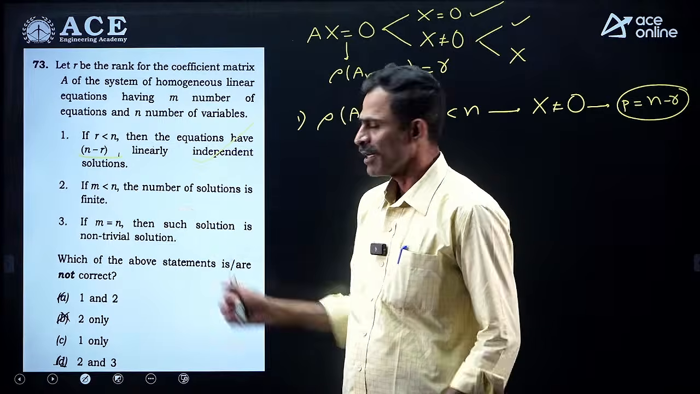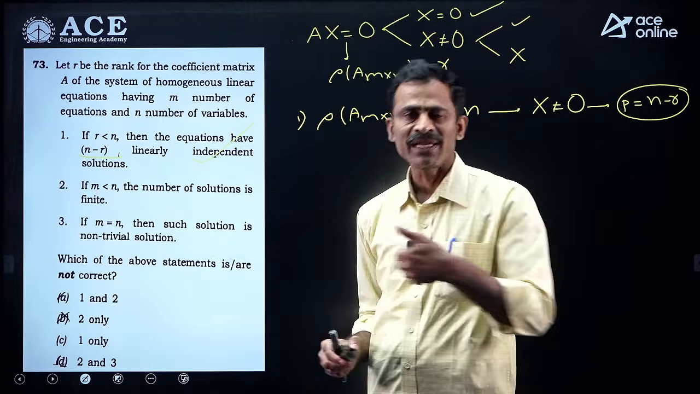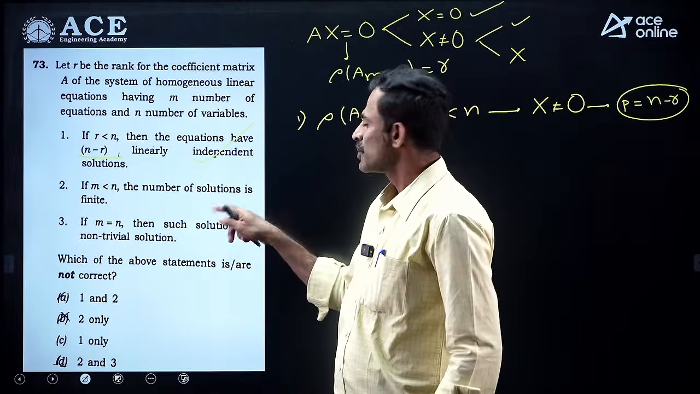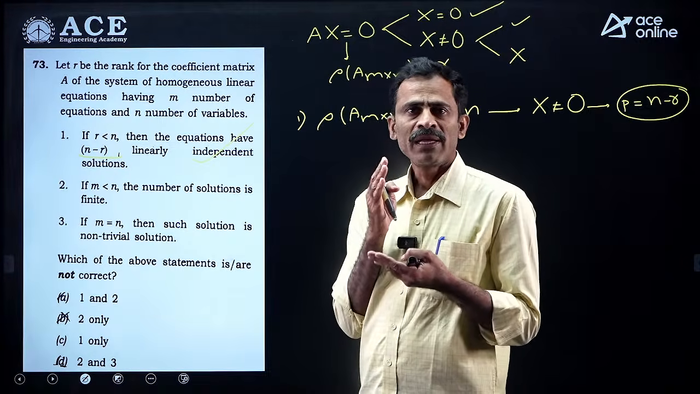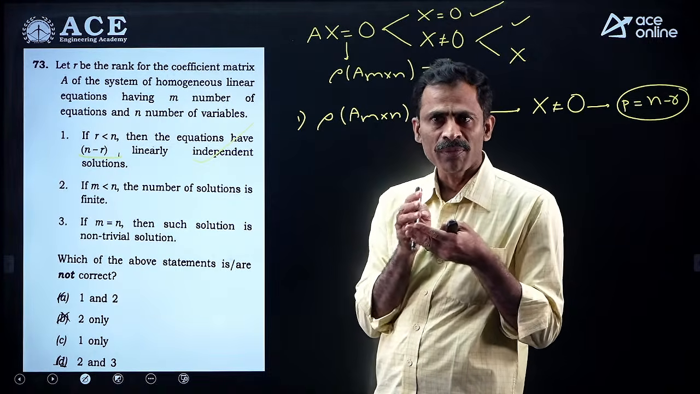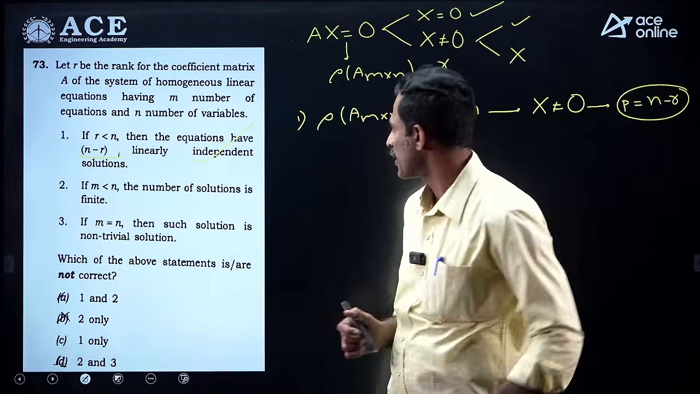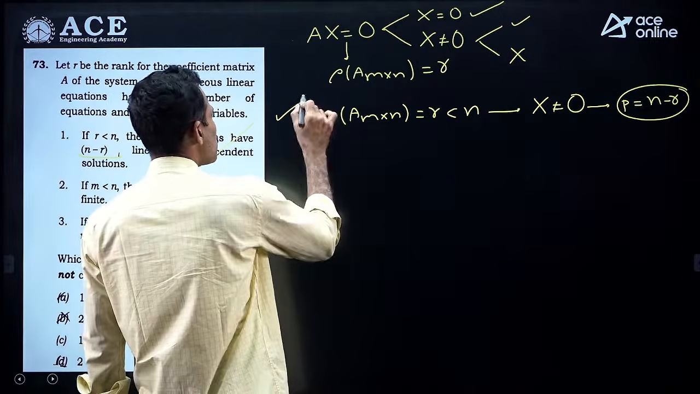If m less than n, that is, the number of equations is less than the number of variables, the number of solutions is finite. He is saying that whenever the number of equations is less than the number of variables, there is a finite number of solutions. We check whether it is correct or not. The first statement is correct.